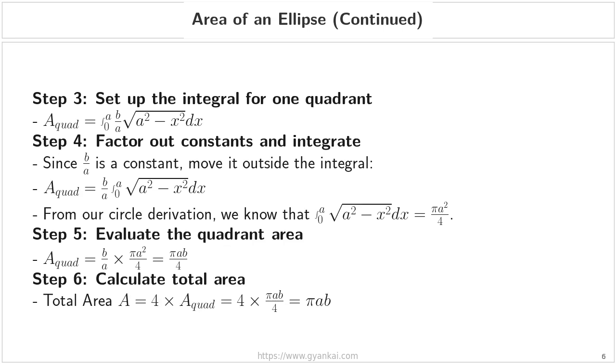Finally, in step 6, we calculate the total area. Remember our core principle of symmetry from the beginning of this lesson. Since the ellipse is symmetric across both axes, the total area is 4 times the area of one quadrant. When we multiply 4 by pi a b over 4, the 4's cancel out perfectly, leaving us with our final, elegant formula. The total area equals pi a b. This is a beautiful result, as it looks very similar to the area of a circle, just with the radius replaced by the semi-axes a and b.